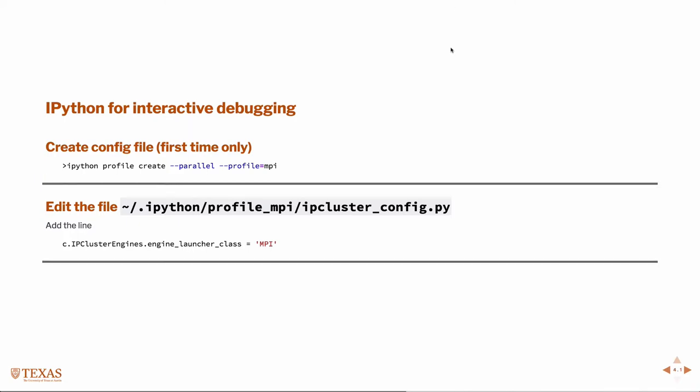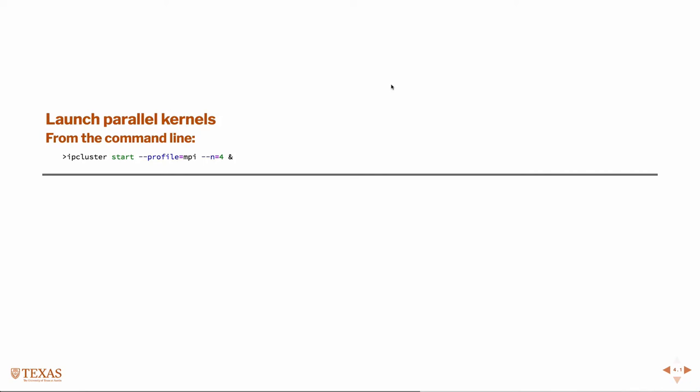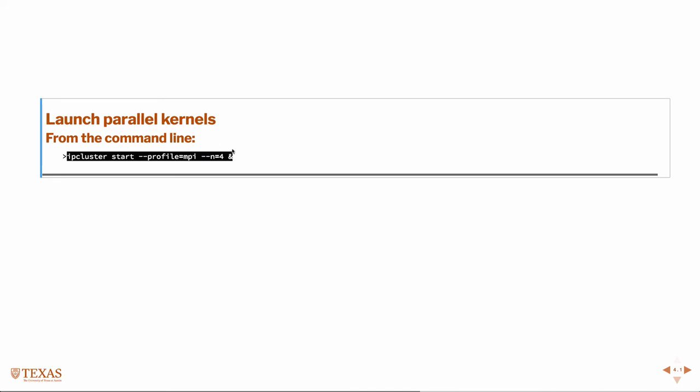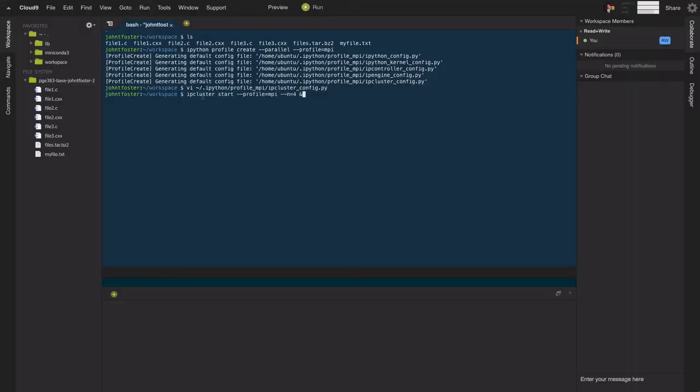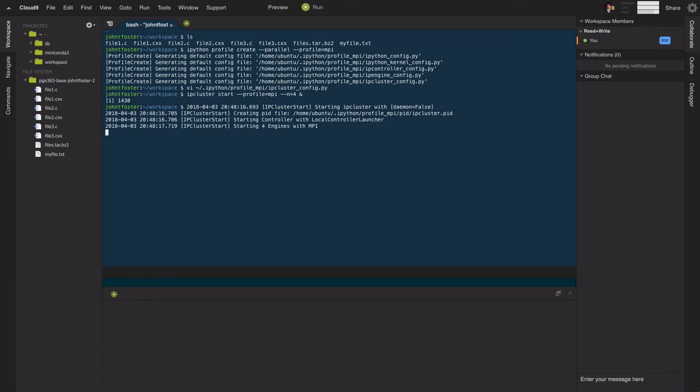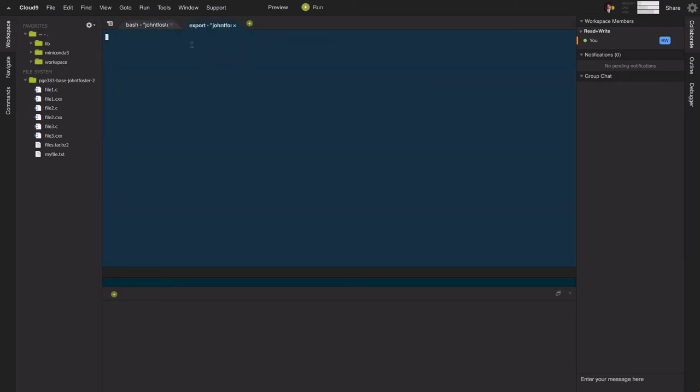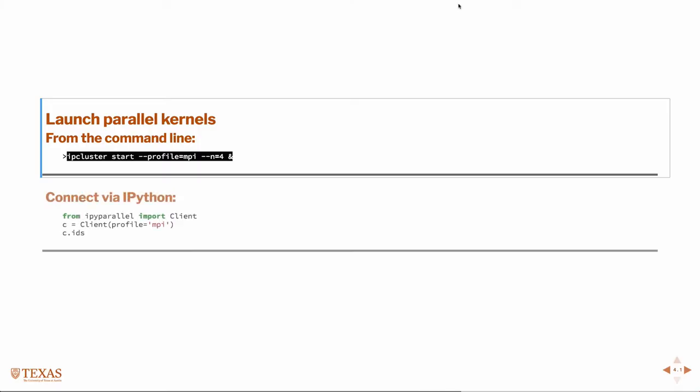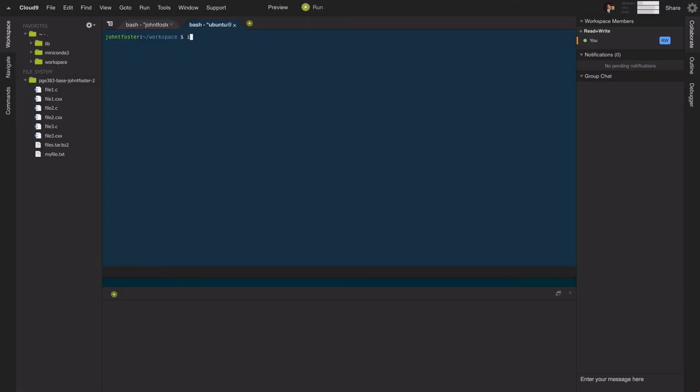From there, we're ready to launch a parallel kernel. From the command line, we're going to write this command, which would launch four processors. If you recall, the ampersand at the end of the line launches this process in the background. So we'll go ahead and launch this. It launches in the background and takes a few seconds to get going, but eventually it will say that it appears to have launched the four engines with MPI. So we'll have to leave this running, open a new terminal, and connect to it. Going back here, now we can connect via IPython. So we'll go ahead and launch IPython.